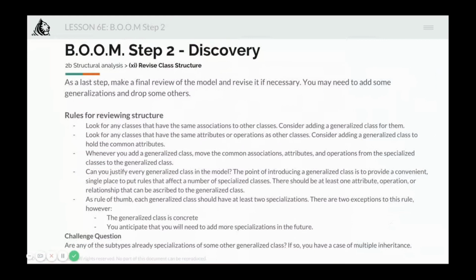As a last step, make a final review of the model and revise if necessary. You may need to add some generalizations and drop some others. Okay. What are some of the rules for reviewing structure? You look for any classes that have the same association to other classes. Consider adding a generalized class for them, for example. Look for any classes that have the same attributes or operations as other classes. Again, consider adding a generalized class and so on. There are some challenge questions and some more details of these rules. I'll suggest just please go through them in the speaker notes and the slide yourself.